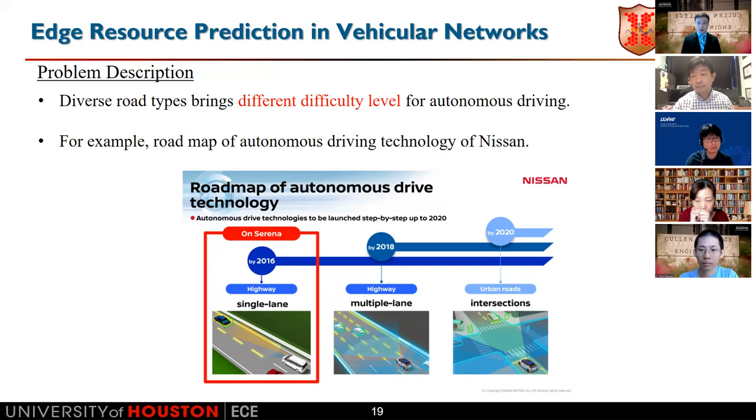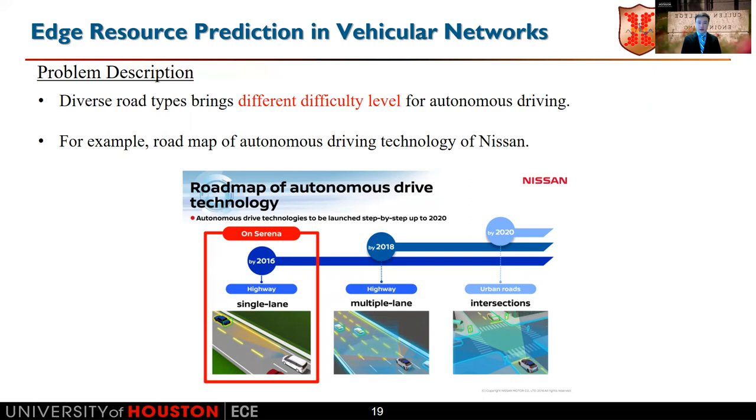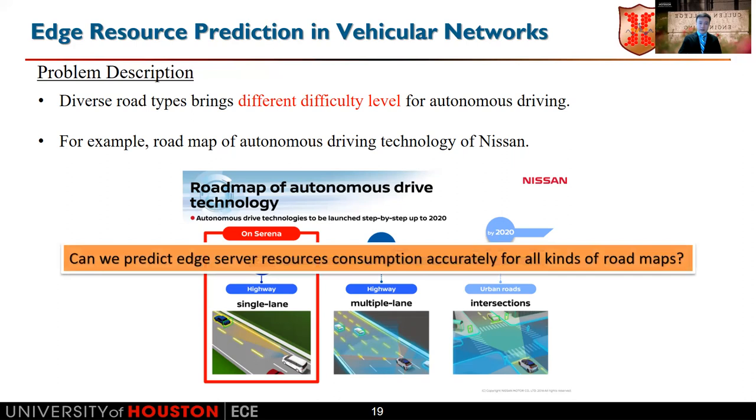By 2016, it only considers a single lane highway. And by 2018, it considers a multi-lane highway. And by 2020, it becomes more complicated, like intersections. So the problem is that, can we predict edge computing resource consumption accurately for all of these kinds of roadmaps?